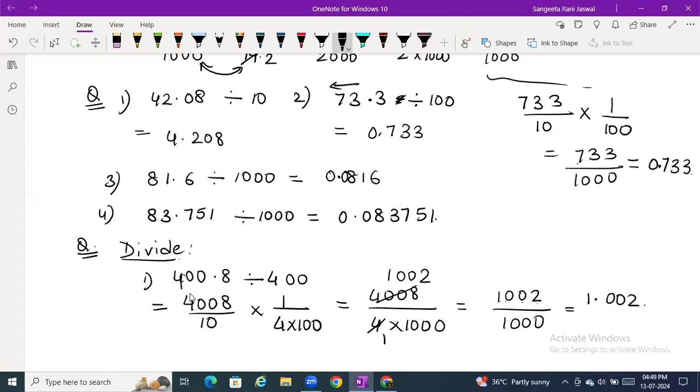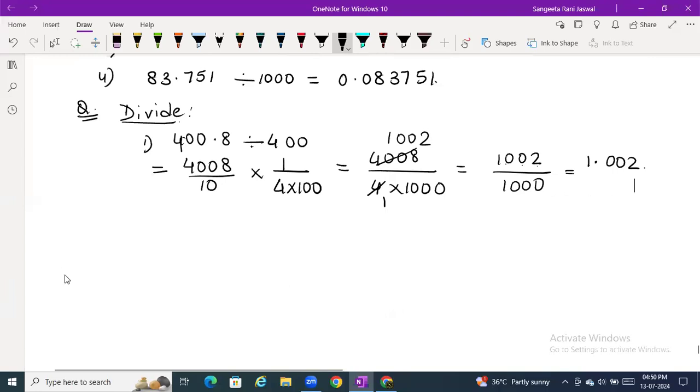You understand this? Yes, ma'am. Okay. I'll give you another one now. You will do split. Yes, we should split without writing 400. We should write 4 into 100. This is just to make your calculation easy, because when you are dividing it, then you just have to divide with 4. Okay?